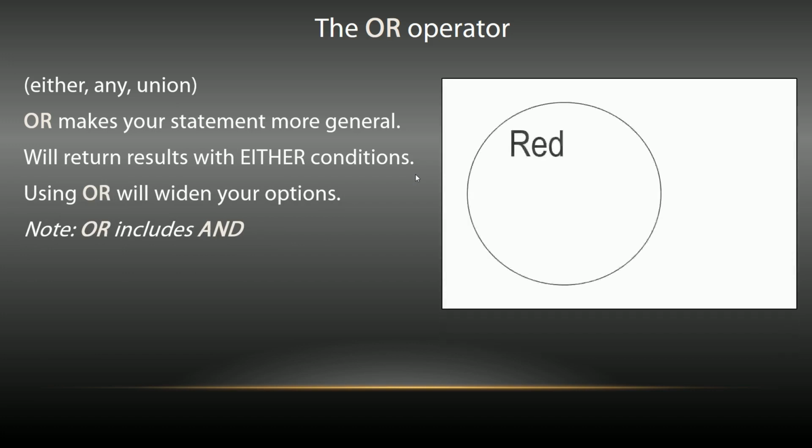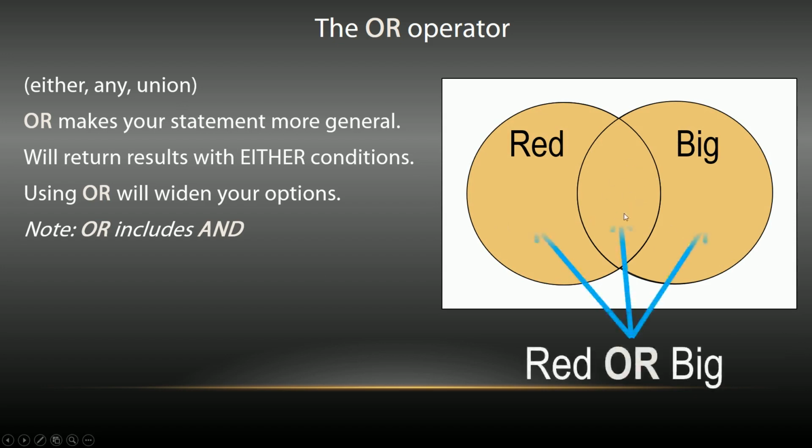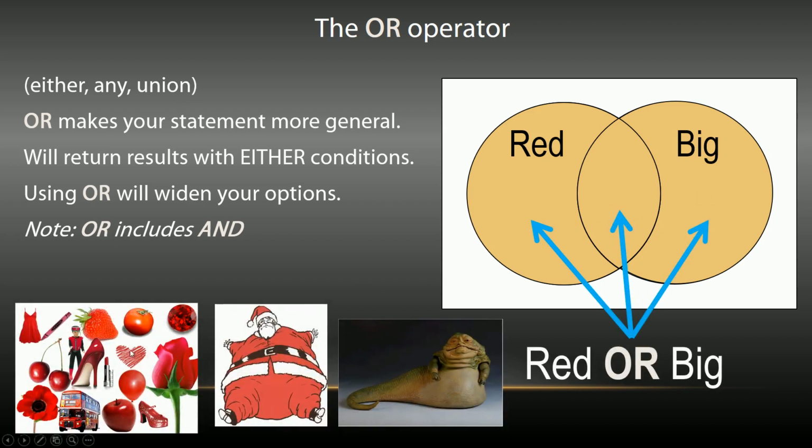So if we said something that's red or big, okay, that means that area. So not just the two crescent moon parts, it actually includes the and part as well. Okay, so anything that's red or big is anything like this. So you could have anything that's red. You could have Jabba the Hutt because he's big. Okay, but he's not red. But do you see Santa is red or big? Okay, so that's where it gets a little bit confusing. Exclusive or is used when you don't include the both. Okay, which we'll go through a little bit later.